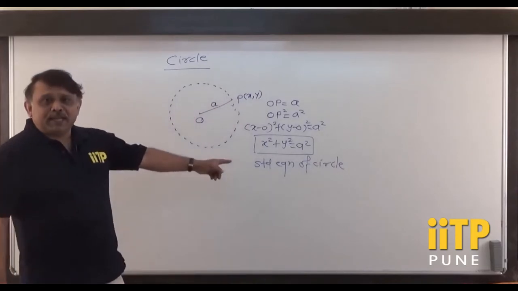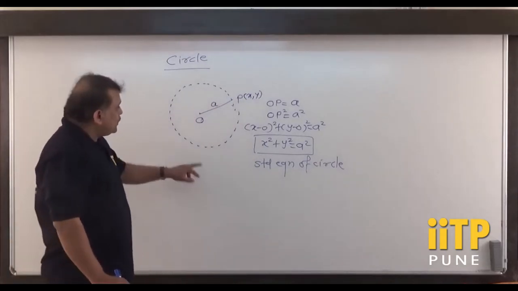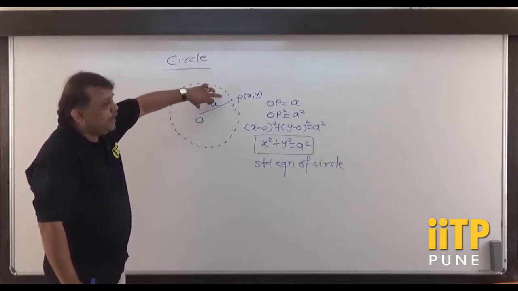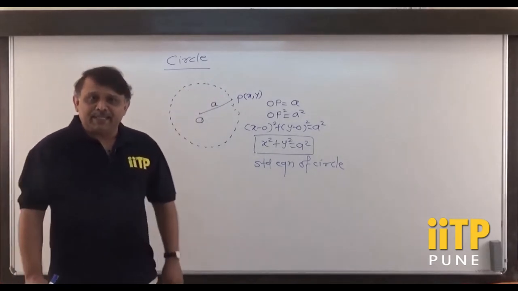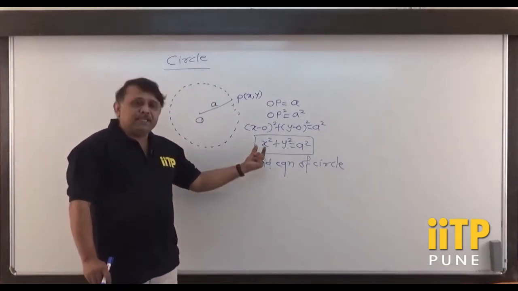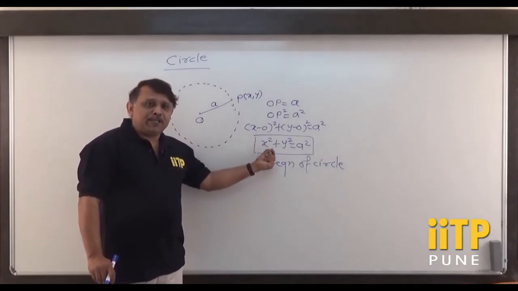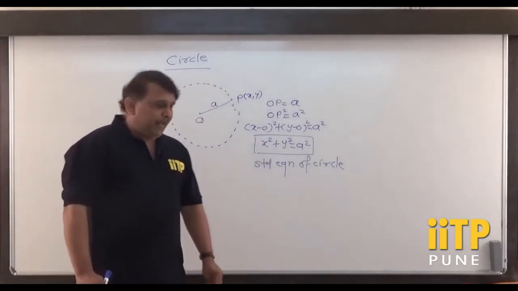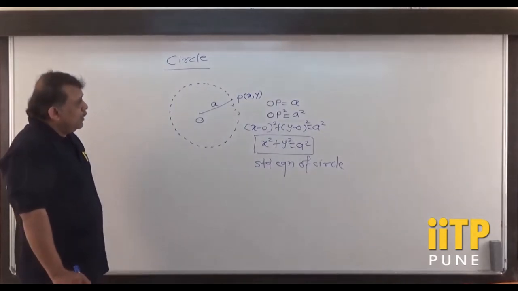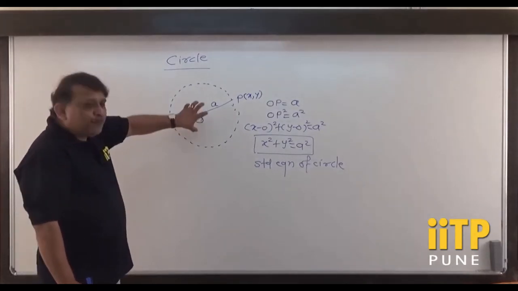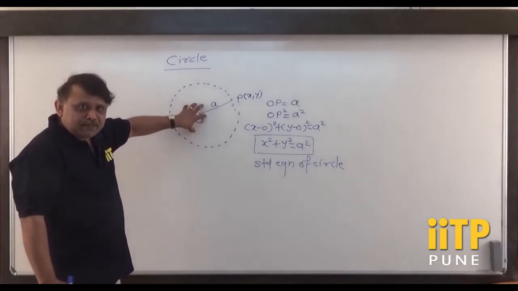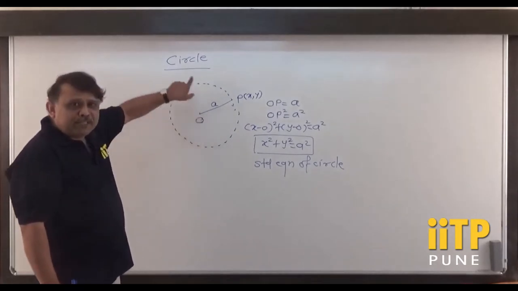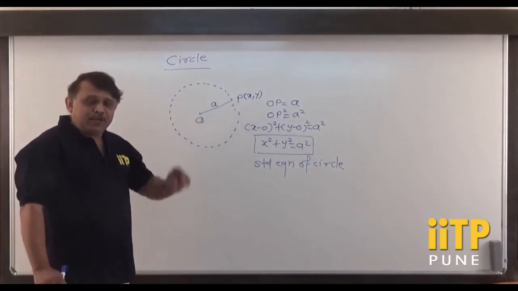Standard equation of circle is that circle whose center is origin, and here the radius we have taken as A, and whose equation is given by x square plus y square equal to A square, which is a second degree equation in x and y. Here a special case is being considered that the center of this circle is taken as the origin.